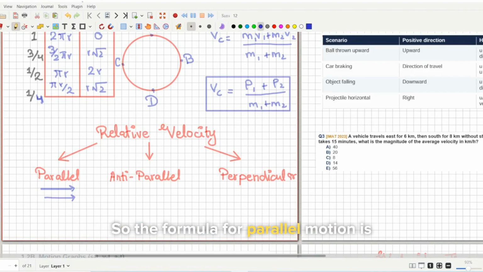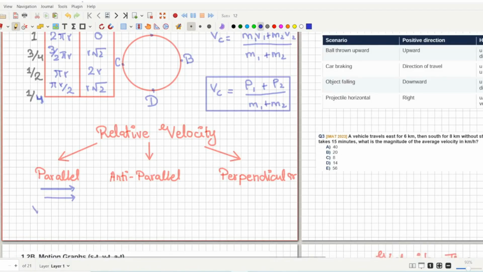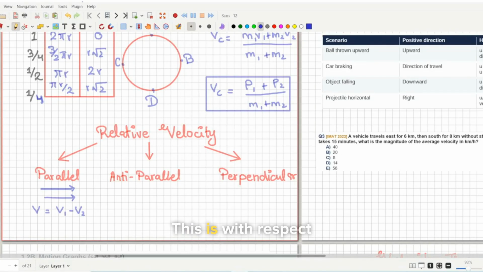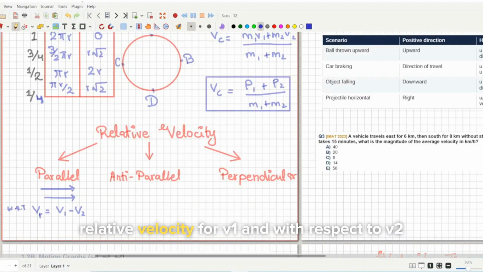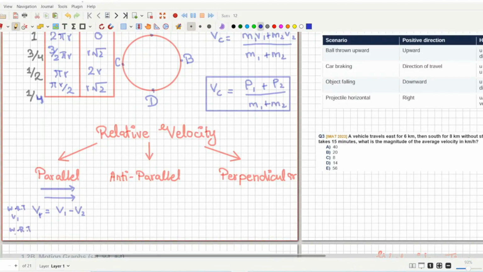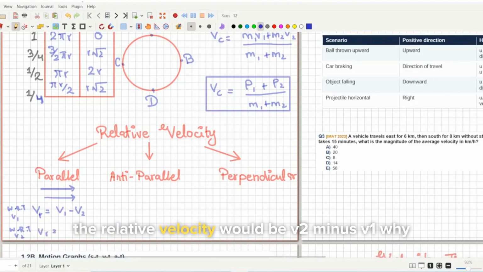So the formula for parallel motion is v1 minus v2. This is with respect to v1. If you want to find the velocity of v1 relative to v2, then this is the formula, with respect to v1. So this is the formula for relative velocity for v1, and with respect to v2, the relative velocity would be v2 minus v1.